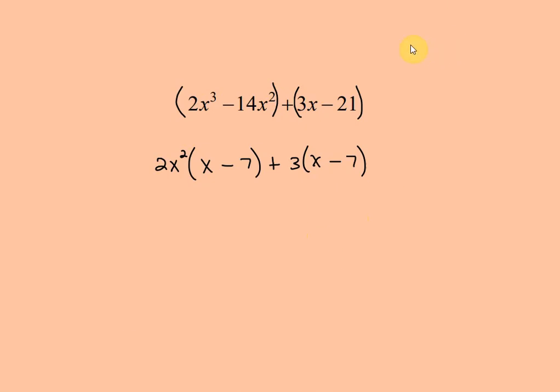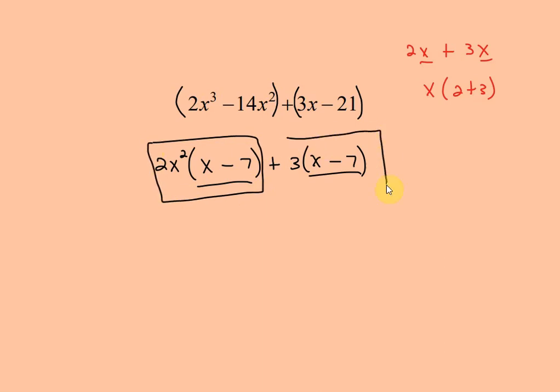And if I had something that looked like this, 2x plus 3x, I would factor out this x because they have that in common. And I would be left with x times 2 plus 3, right? Well, in this group, I have an x minus 7 in common. So these two groups, this group right here and this group right here, they're separated by this plus sign. Okay, so for each of those groups, we have an x minus 7.